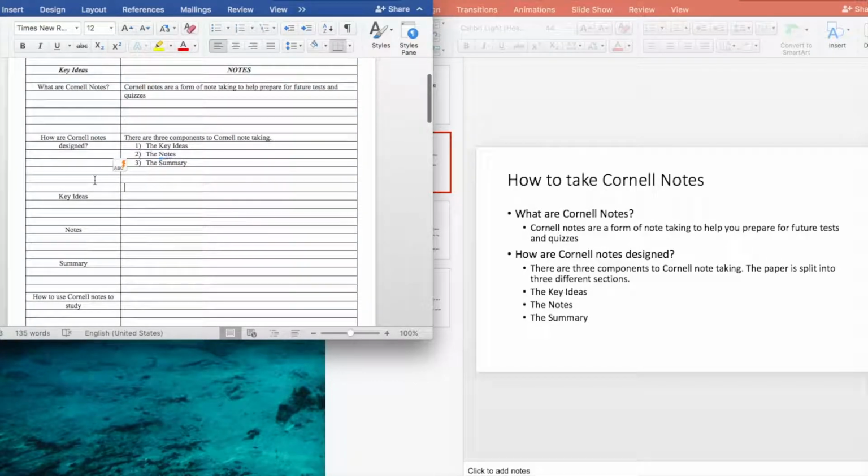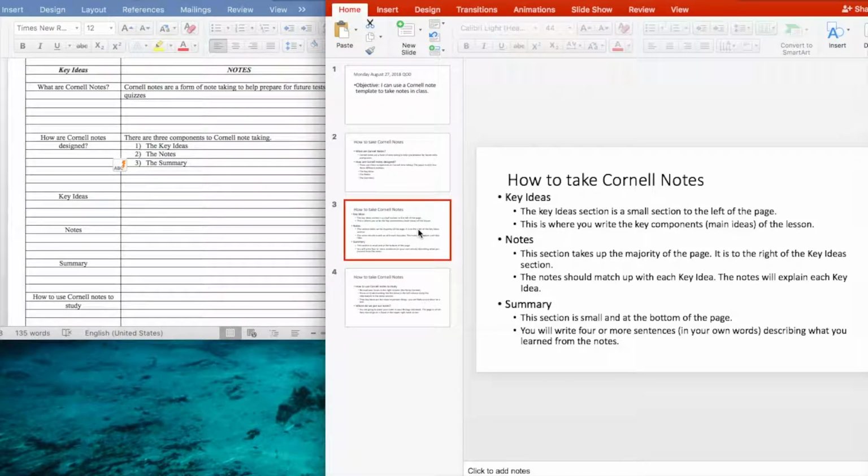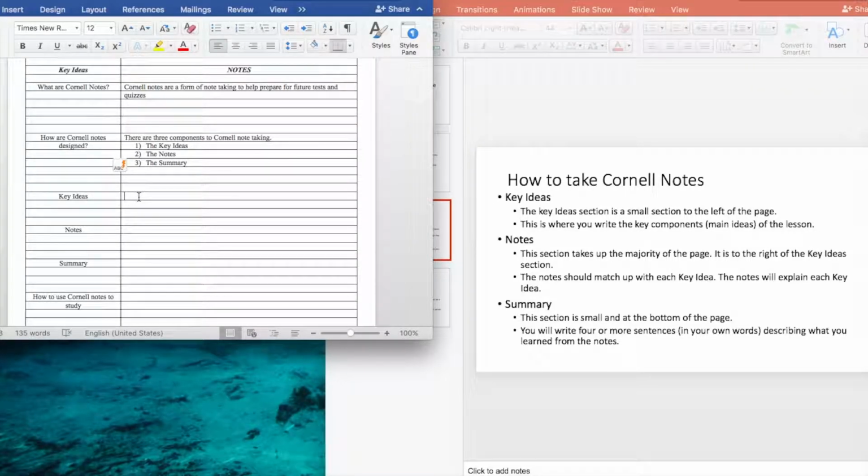Notice our next main idea is the key ideas. Look at that. Key ideas, key ideas. Cool. Alright, so key ideas. The key ideas section is a small section to the left of the page. This is where you write the key components or main ideas of this lesson. So I'm going to pause and go here and write down my notes for that key idea.